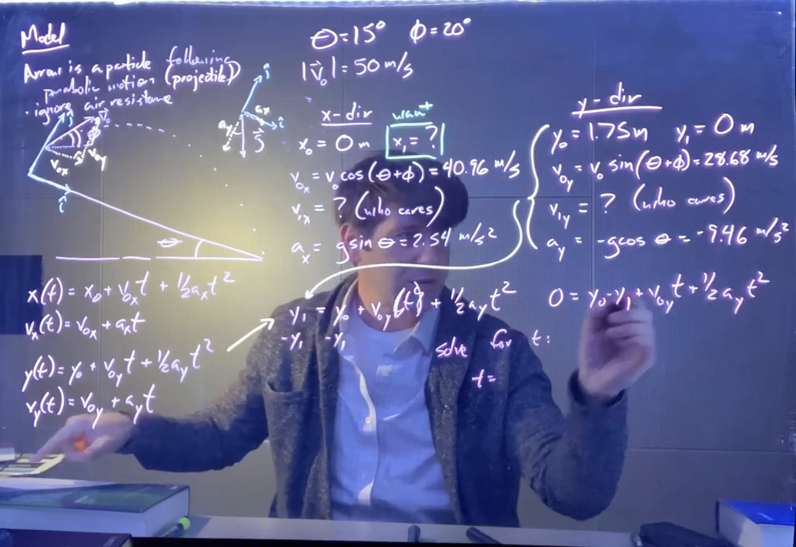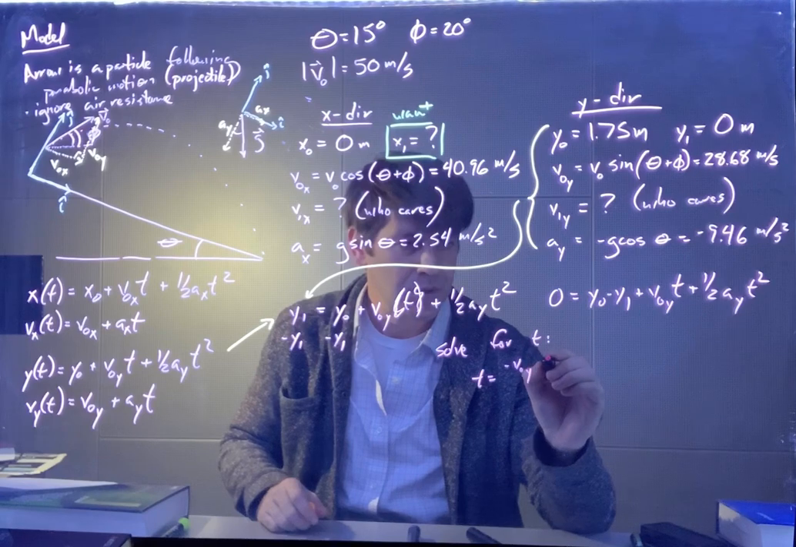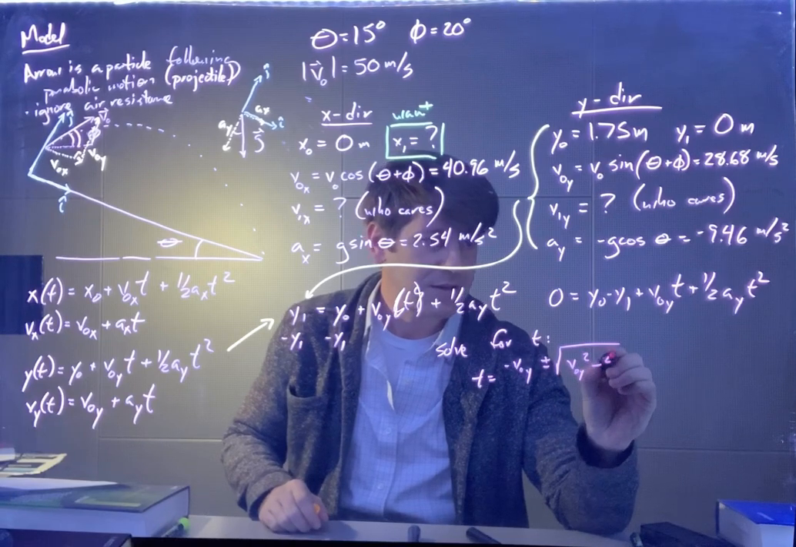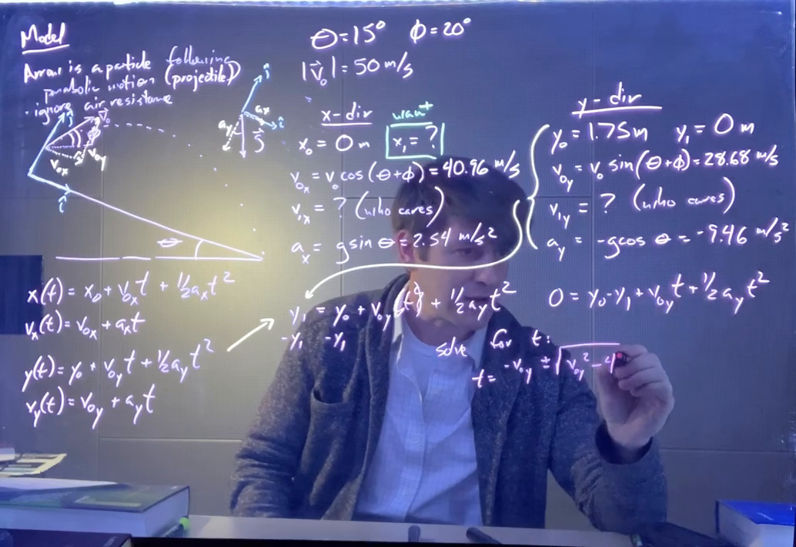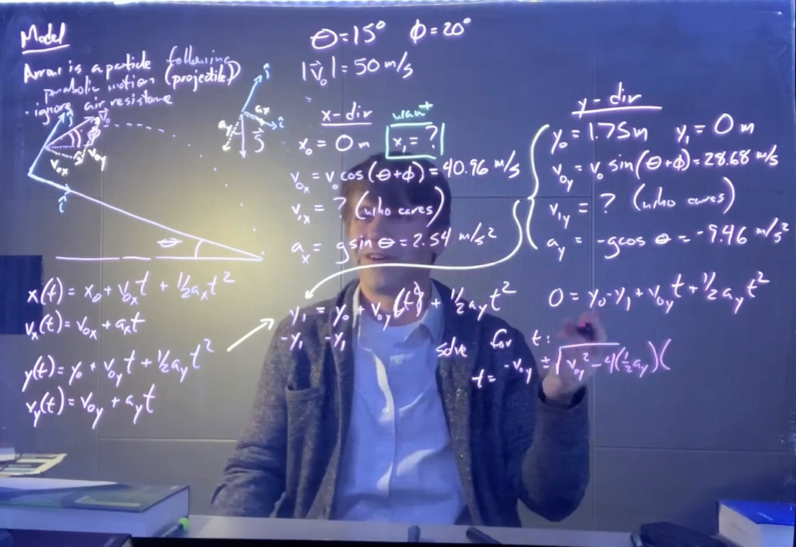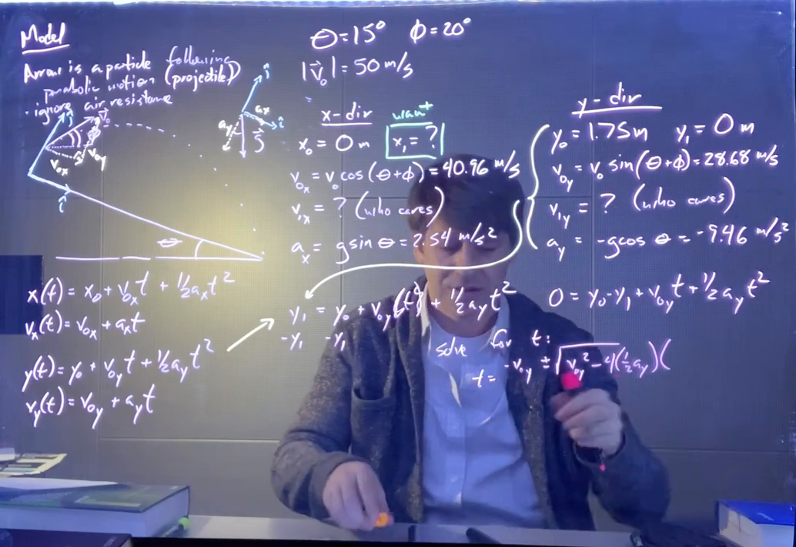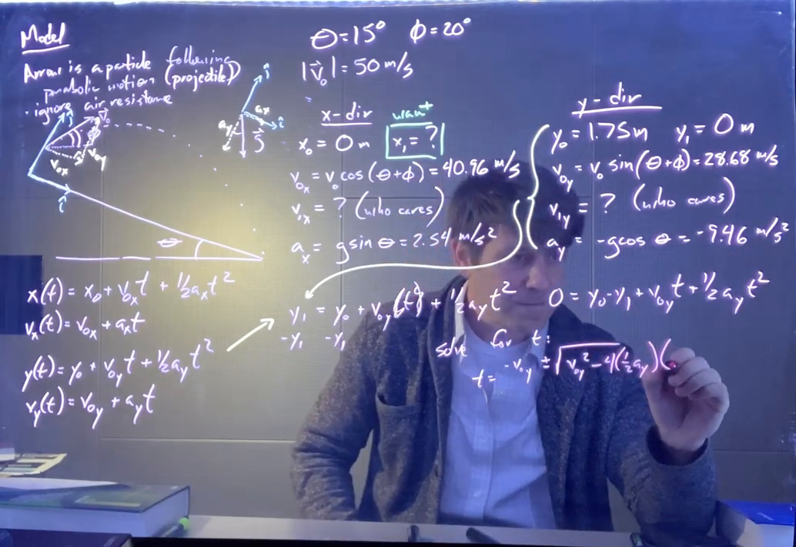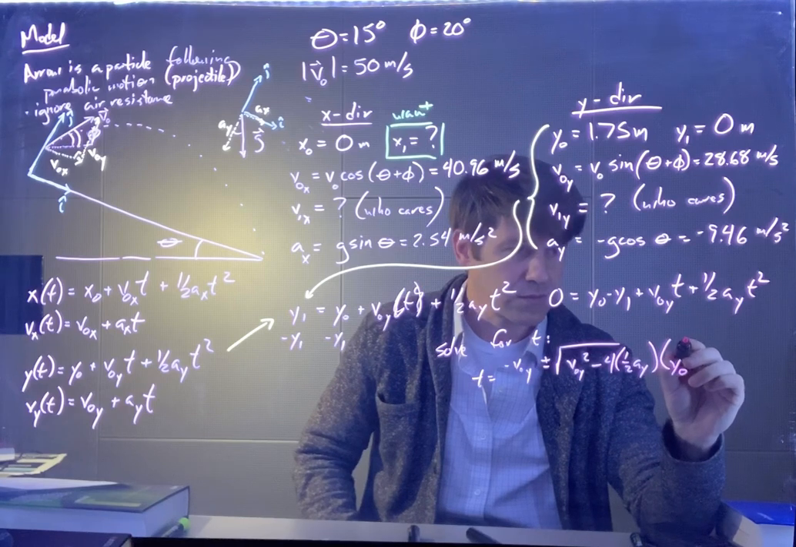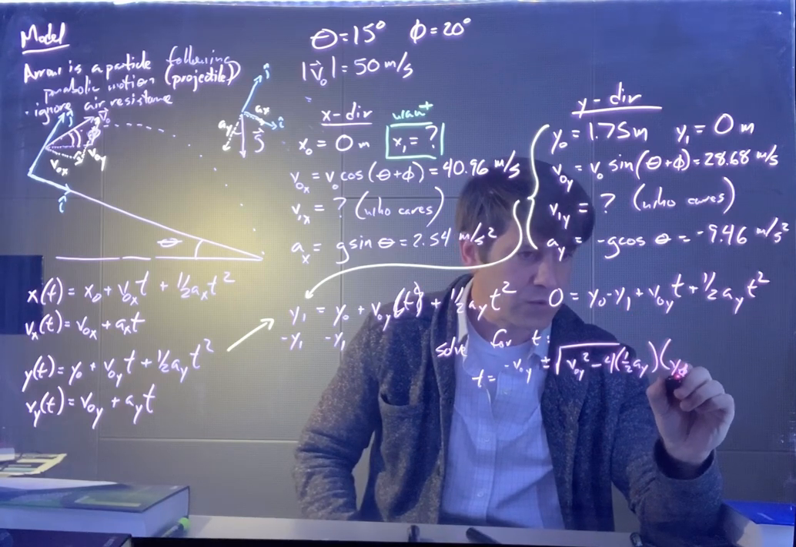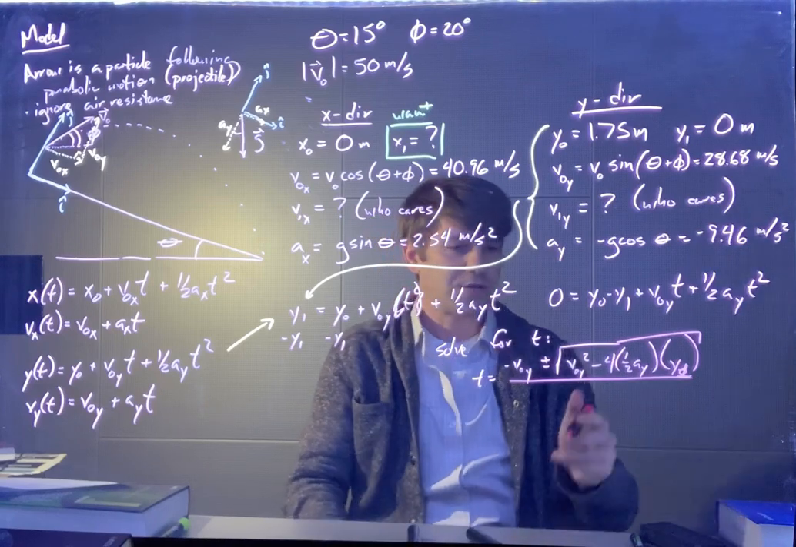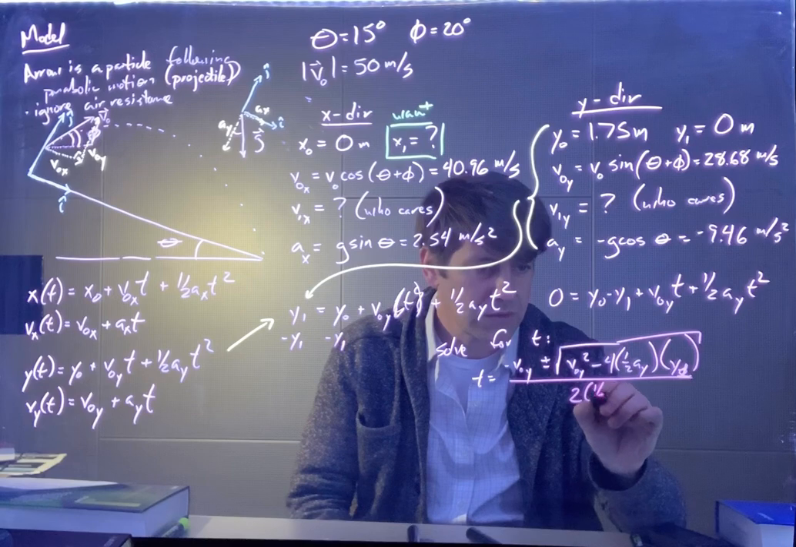t is equal to negative b, which is v naught y, plus or minus the square root of b squared, that's v naught y squared, minus 4ac. A in the quadratic equation here is 1/2 ay. C is y naught minus y1. Now I already know y naught is 0. It's okay to plug in zeros in your equation. y1 is 1.75. All over 2a, so 2 times 1/2 ay.